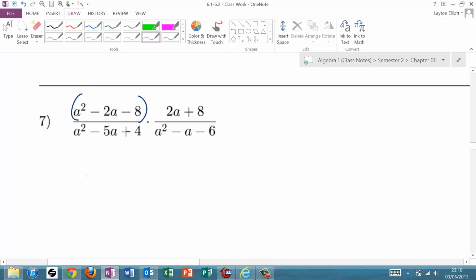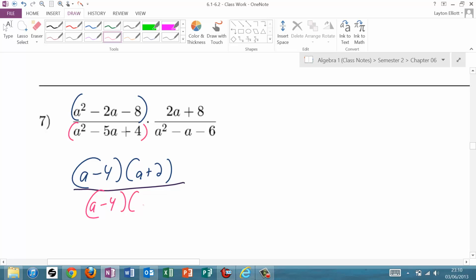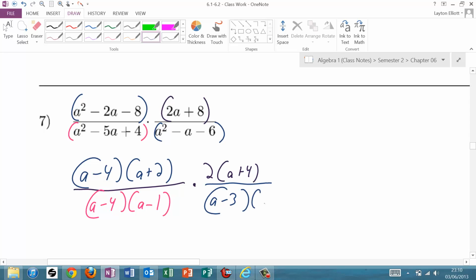Number 7. Let's factor every part. So factor this thing, a minus 4 and a plus 2. Let's factor this thing after drawing a fraction bar. That would be a minus 4 and a minus 1. Good. Let's factor this thing. That would be a 2 times an a plus 4. And let's factor this thing. That would be an a minus 3 and an a plus 2.